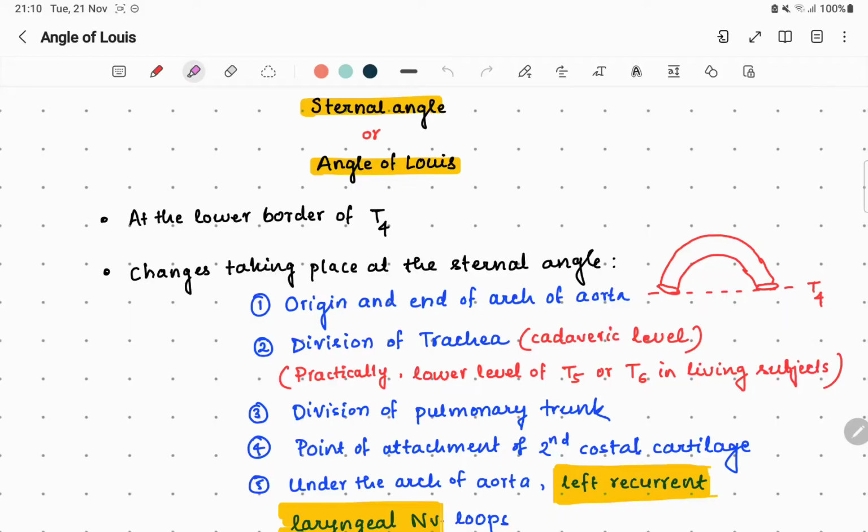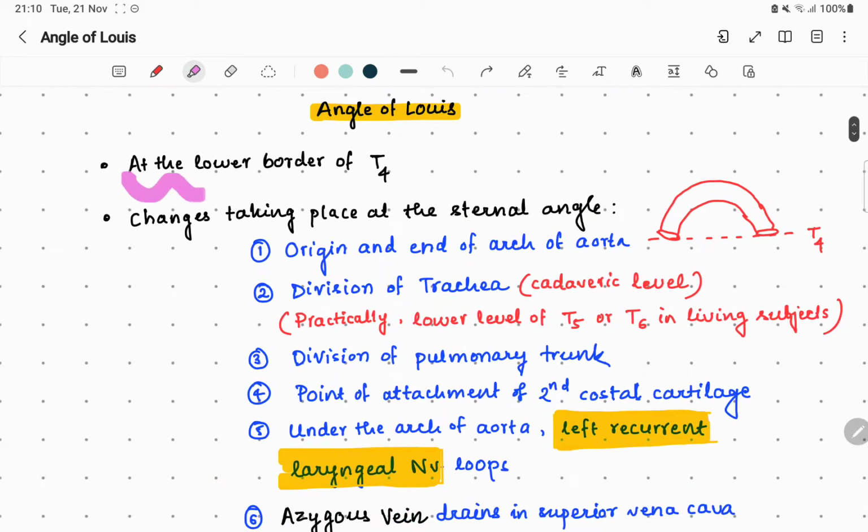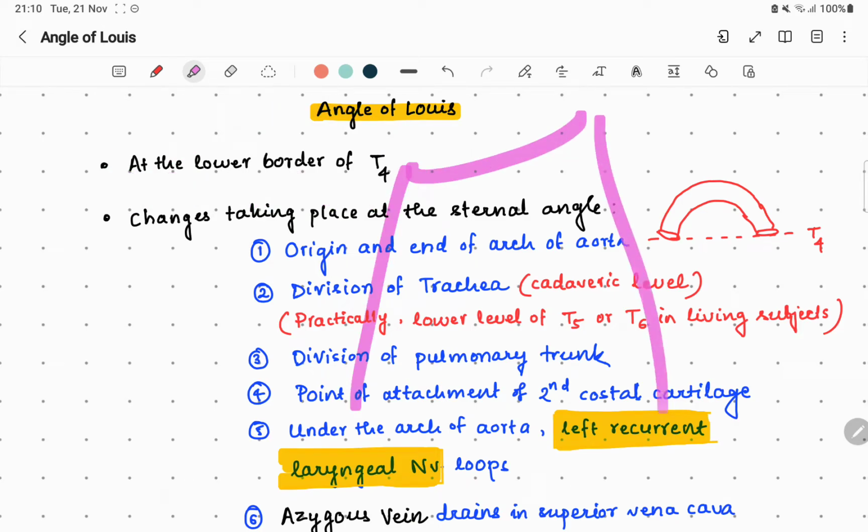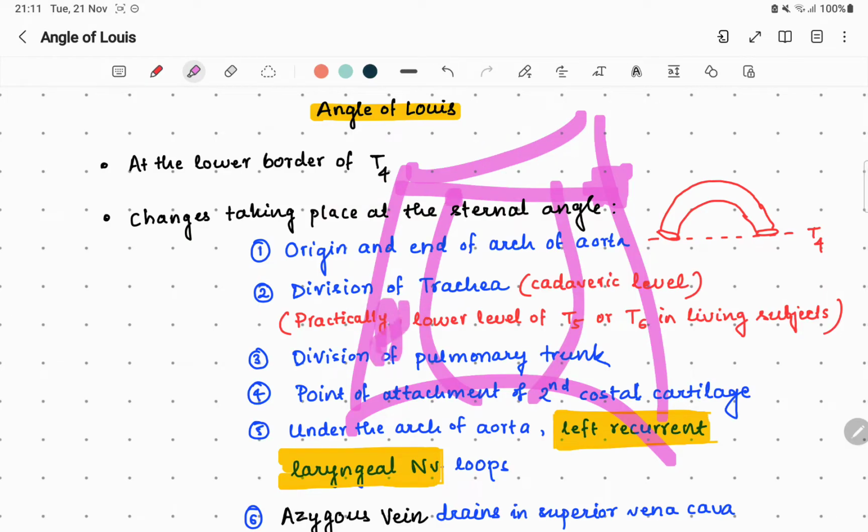Let's move on to the next. Let's talk about your sternal angle, which is called the angle of Lewis. It is present at the lower border of T4 vertebra, as you saw. This was the mediastinum somewhere like this, and at the lower border, we have the anterior mediastinum. This was the T4, which is called the angle of Lewis. This is the anterior mediastinum, and this was the superior mediastinum, and your anterior mediastinum, middle mediastinum, and posterior mediastinum here. So this is called the angle of Lewis.